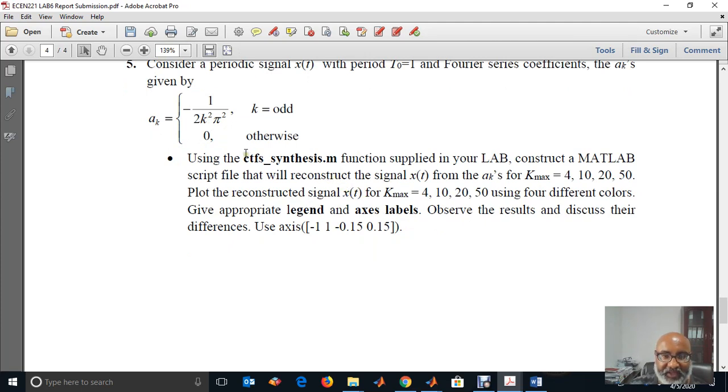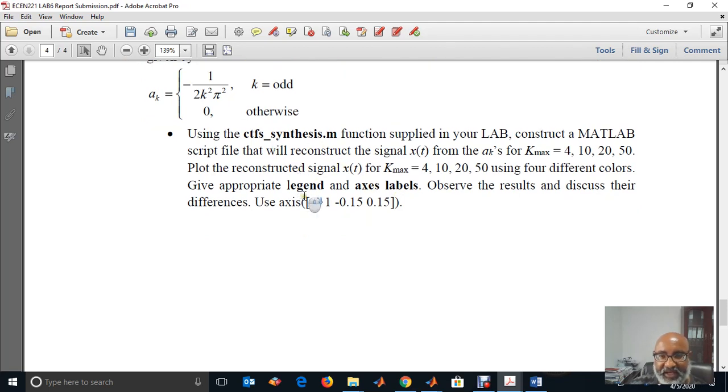And then you will use again the CTFS synthesis function and reconstruct the signal for K max 4, 10, 20, 50, and you will use axis labels again. The x-axis is from -1 to 1. The y-axis is from -0.15 to 0.15. You will reconstruct the signal and compare the graphs for the different cases, K max 4, 10, 20, and 50.